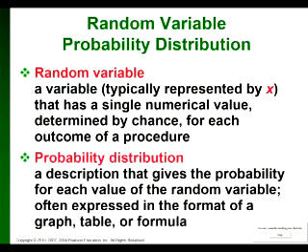A probability distribution is a description that gives a probability for each value of the random variable and often is expressed as a graph, a table, or a formula. Now, we talked about frequency distributions. These are going to look very similar. This is a probability distribution, and I'm going to list all possible outcomes.